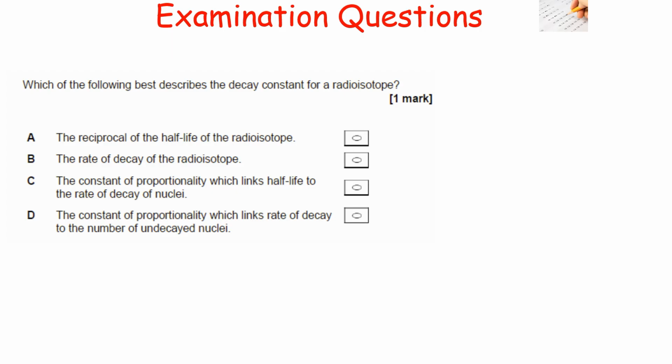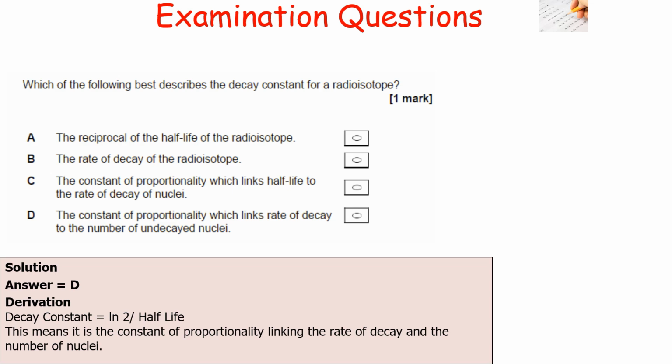Right, the answer here is D, because the decay constant is log 2 over half-life, which again is an equation given to us in our exam book. So this means that the constant of proportionality linking the rate of decay and the number of nuclei is going to be our decay constant, so therefore the answer is D.